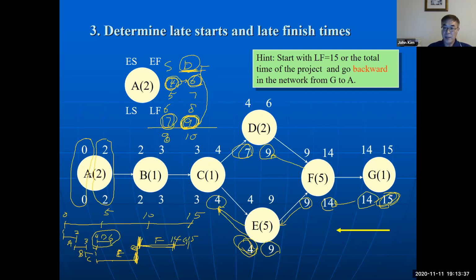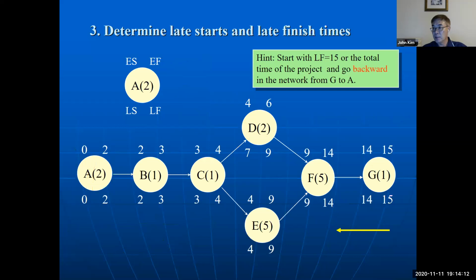So if activity A is delayed, then the entire project is delayed. If B is delayed, the project is delayed, and so on. But activity D can be delayed by up to 7 minus 4, or 9 minus 6, which is 3 weeks. Activity D can be delayed without delaying the entire project.